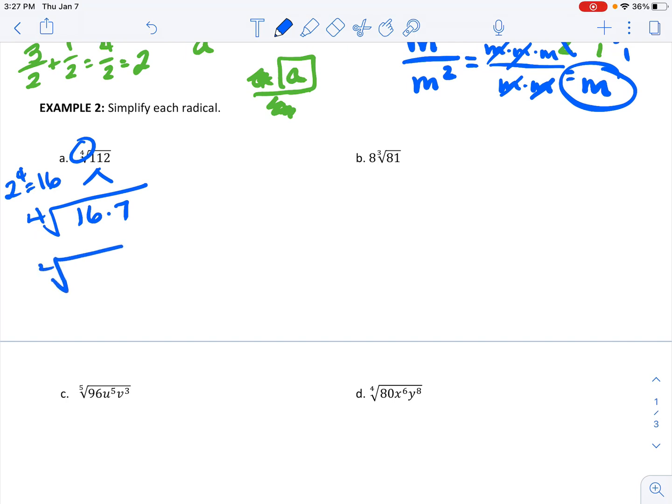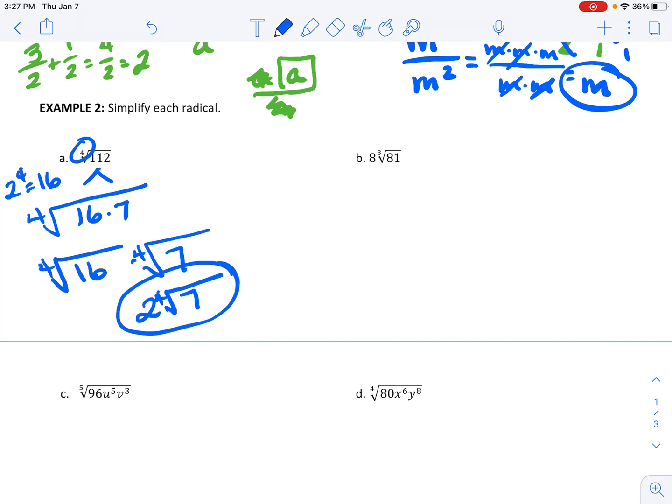That means I have the 4th root of 16 times the 4th root of 7. And I know what the 4th root of 16 is. That is 2. So I have 2 times the 4th root of 7. And that's simplified.